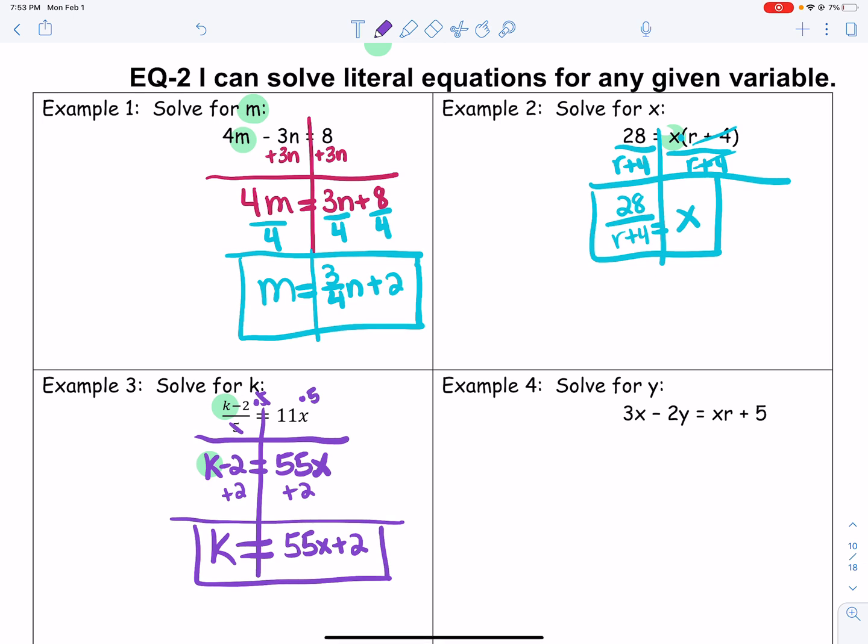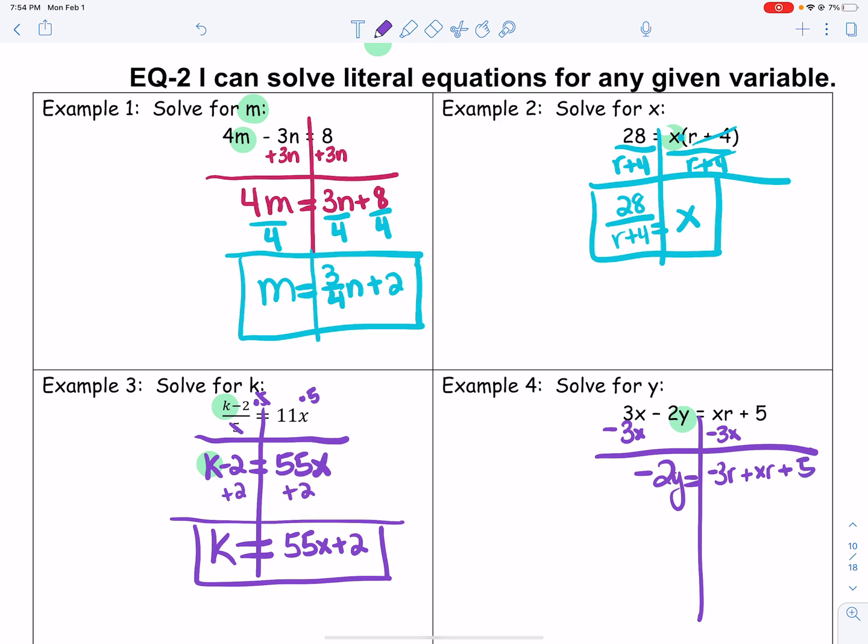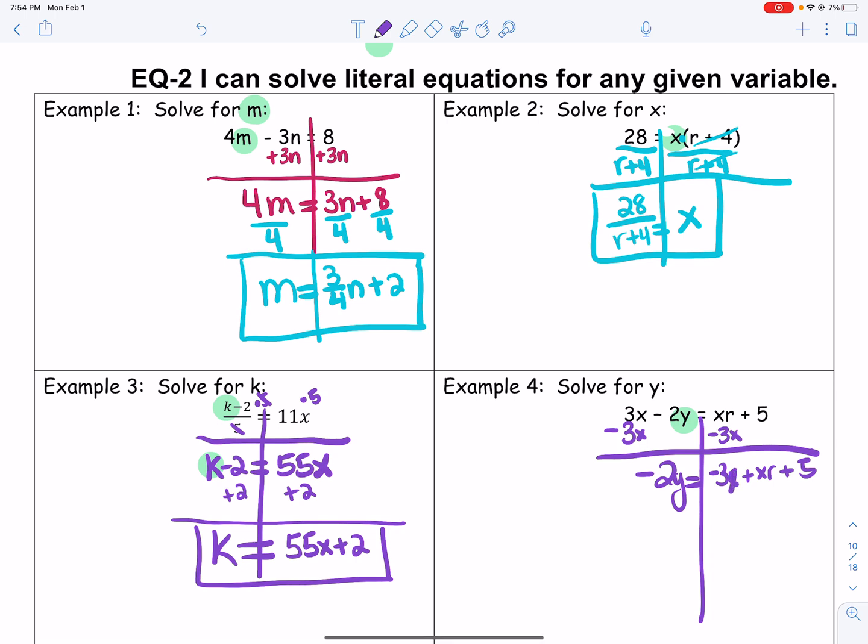Okay, so for the next one, they want me to solve for y. So I'm going to solve for y, which means I'm going to draw my line. I'm going to minus 3x. Now, the problem is that's not an x, that's an xr. So you're going to end up having, and it doesn't matter the order, minus 3r plus xr plus 5. So you can't put any of those together. That's a 3x. I don't know why I put r, but I don't want to start over.